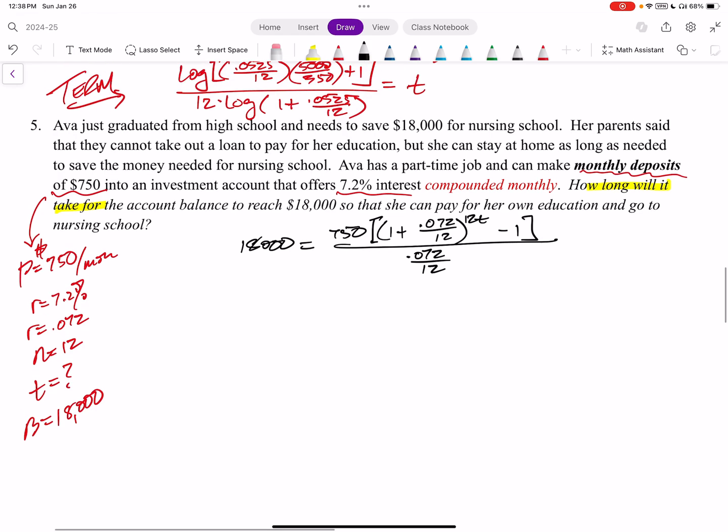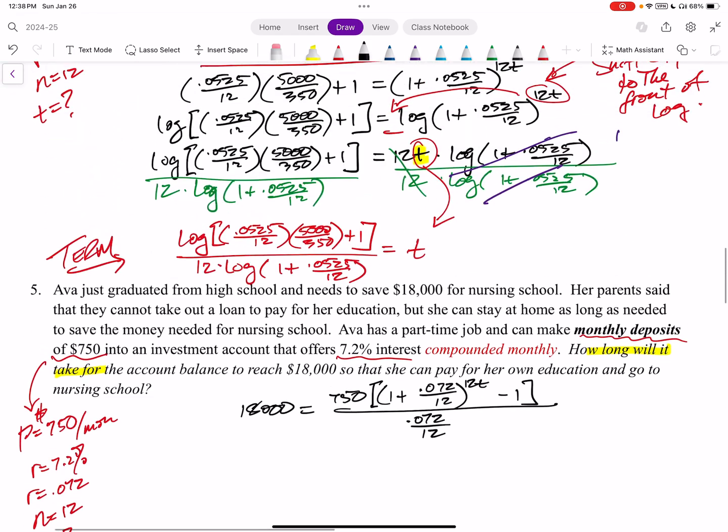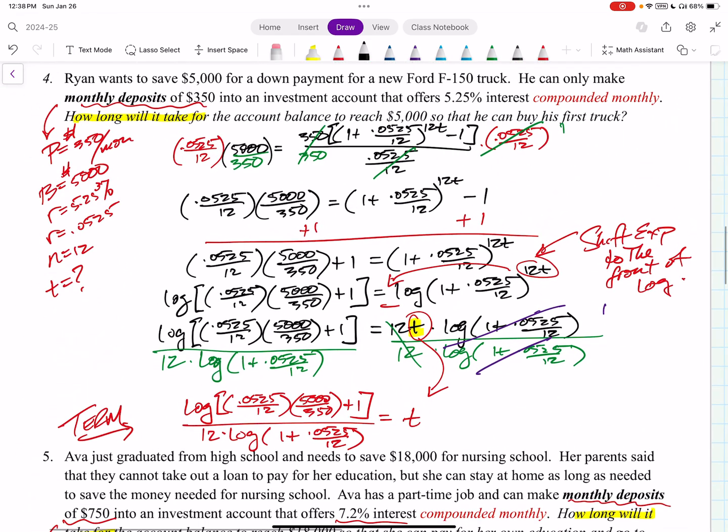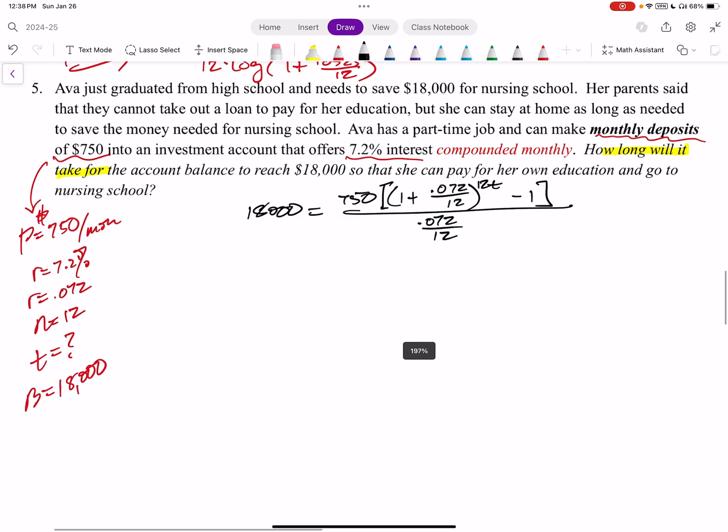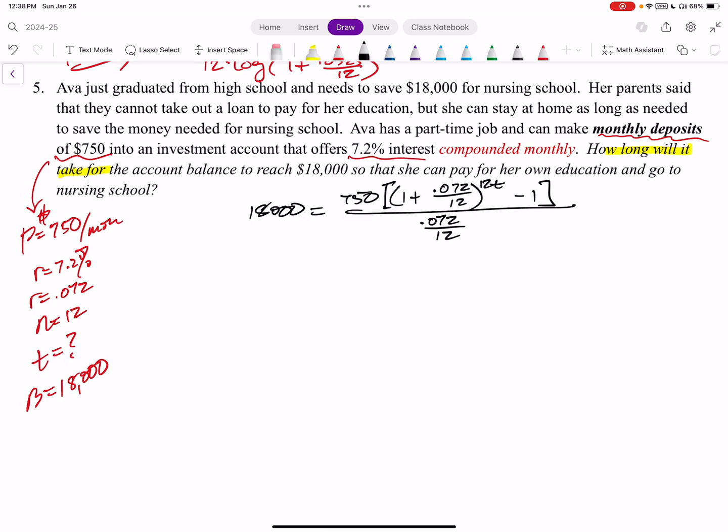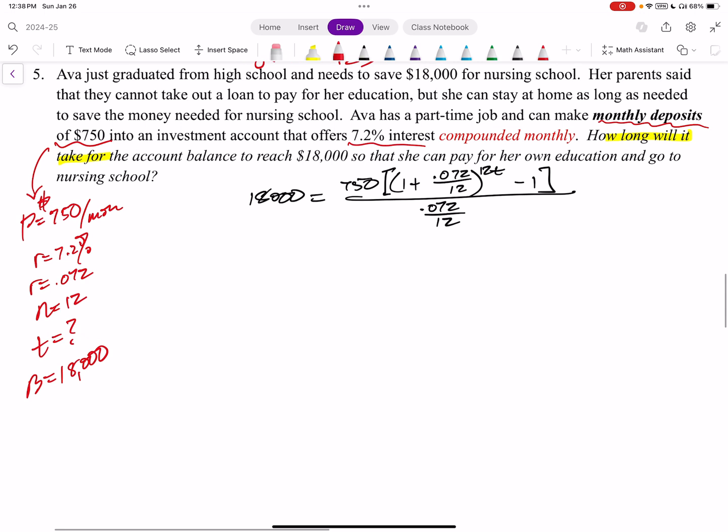And again, we're going to be using the same procedure. So if you're looking at your notes, just follow the same procedure as we did before. Always look at what you did before and try to understand and apply the method. Okay, so what I'm going to do is clear the fractions. I'm going to multiply both sides by the denominator, which is 0.072 divided by 12. And of course, you have to do that to the left-hand side.